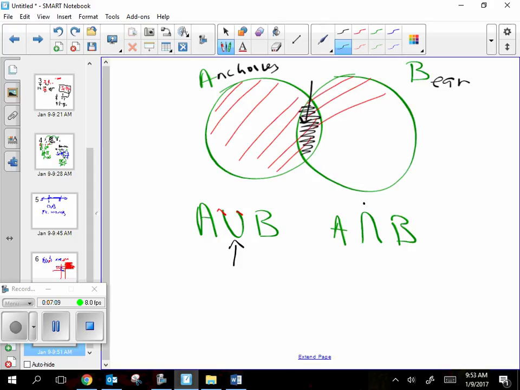So this one's like "and," this one's like "or." Because these people, do you like anchovies or bear? And they would say yes. Do you like anchovies or bear? And they'd say yes. And these people would also say yes. Do you like anchovies or bear? And they'd say yeah, I actually like them both. All right, so anyway, this one's like an "or," this one's like an "and." All right, next topic.